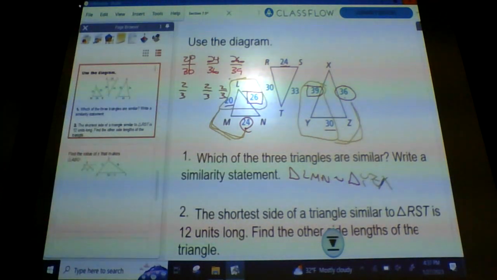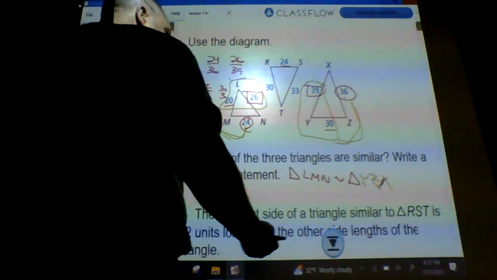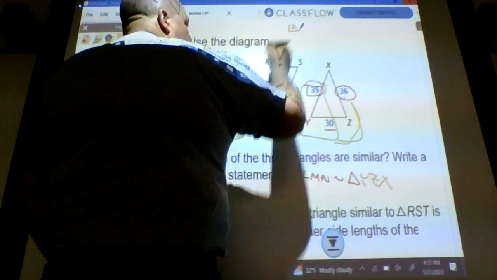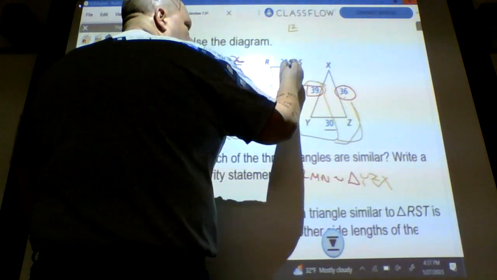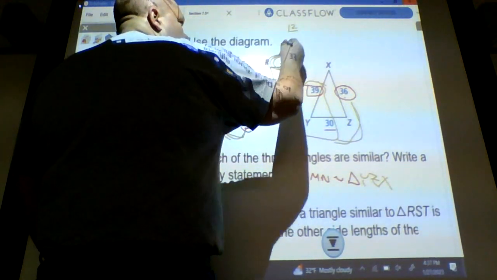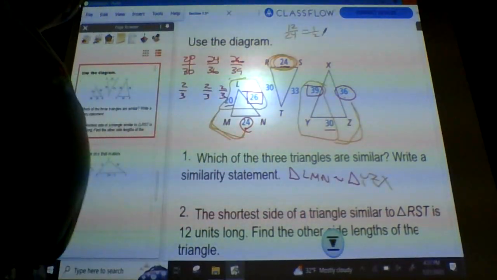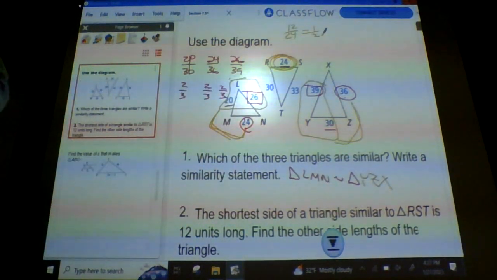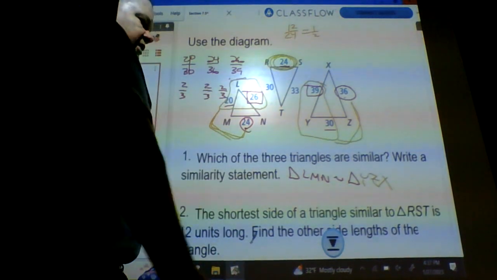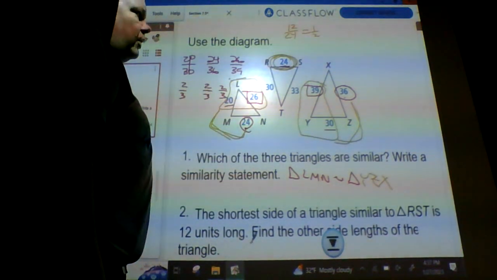But RST comes into question number 2. The shortest side of the triangle similar to RST is 12 inches long. Find the other lengths. So if it's 12 inches for this comparison, my smallest side on this triangle is 24. So 12 over 24 is going to give me 1/2. So my triangle at the bottom is going to be 1/2. On number 2, it's going to be 1/2 the size of the triangle with RST.